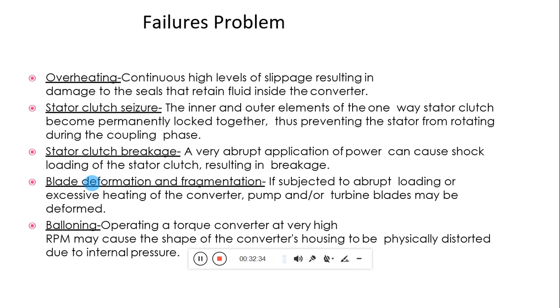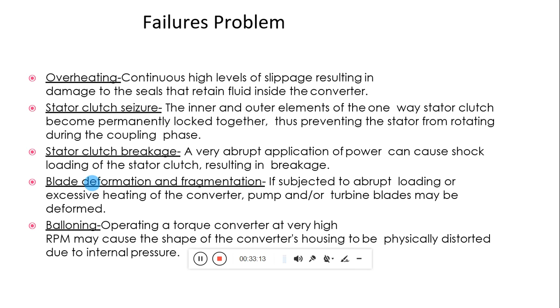Okay, if there is shock loading or a lot of fluctuation of power, there is also a chance of clutch breakage. Then blade deformation and fragmentation. Okay, and it is also related to different types of external loading and excessive heating of the converter, which causes this. Okay, and the last one is ballooning. Okay, it is operating a torque converter at a very high rpm, which may cause the shape of the converter housing to be physically distorted due to internal pressure.